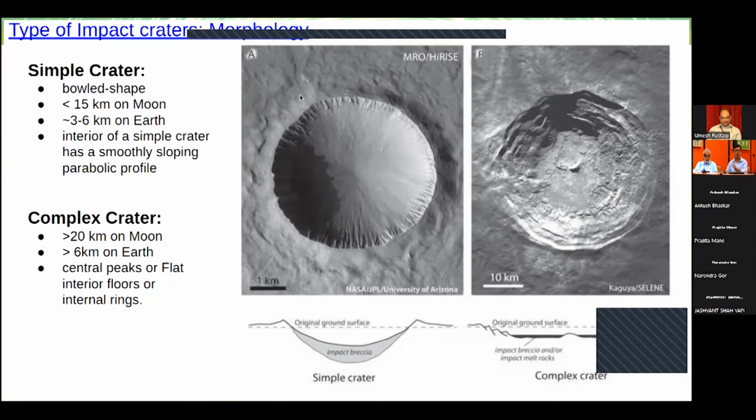They have a smooth surface and very sharp, circular edges. That is what characterizes them. So you can understand they are caused by small, less energetic impacts.